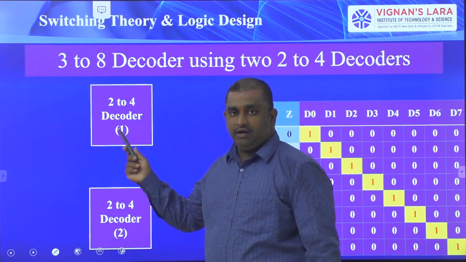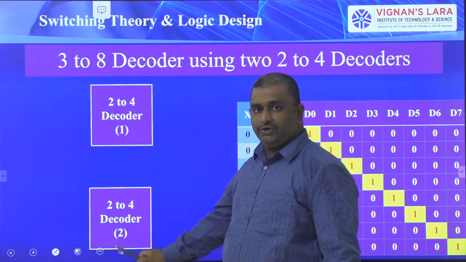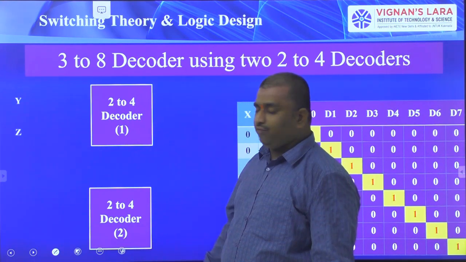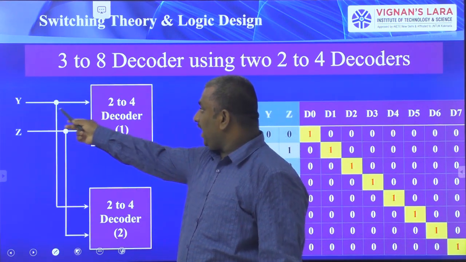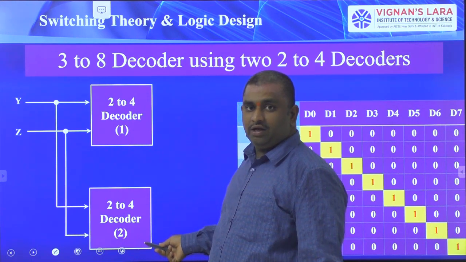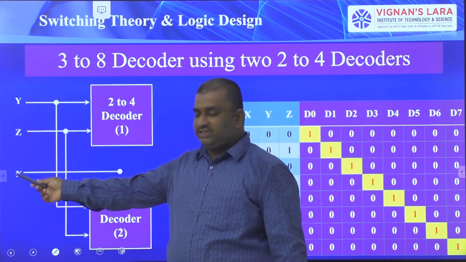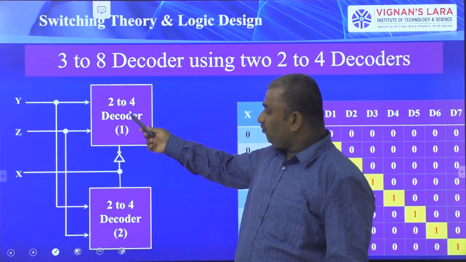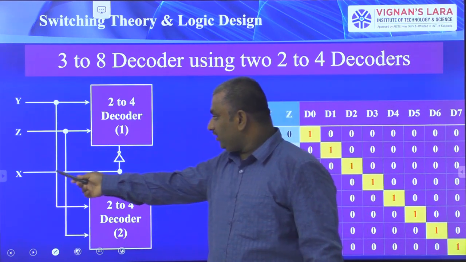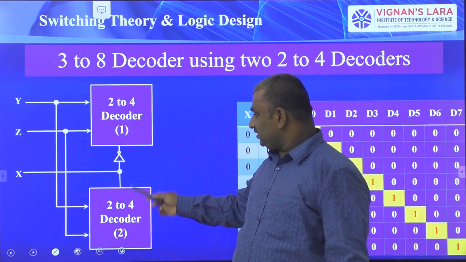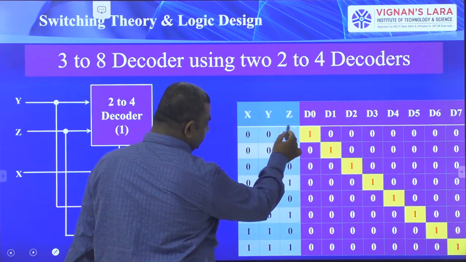Now coming to this, here I have taken two 2 to 4 decoders. This is the first 2 to 4 decoder and this is the second. For these 2 to 4 decoders I have two inputs, that is YZ. So this YZ I have connected here, and this YZ I have connected here. Now I have taken one more input signal, that is X. For this 2 to 4 decoder I am giving X bar, and for this one I am connecting X directly. So this is X bar, this is X. See here, the YZ combinations.